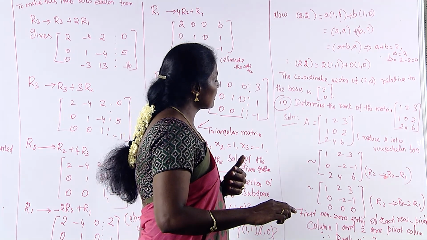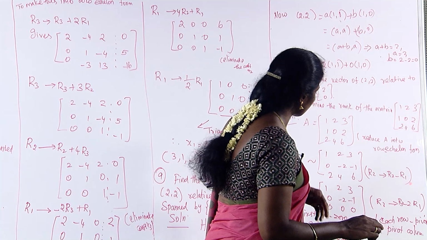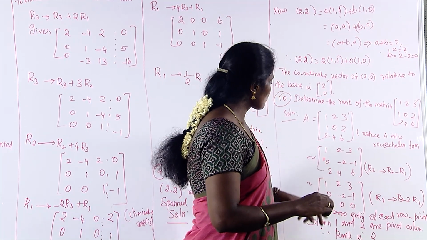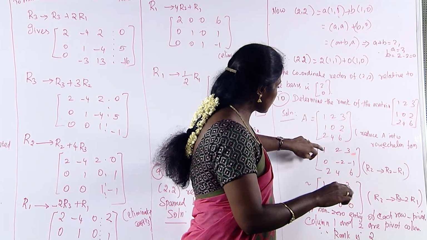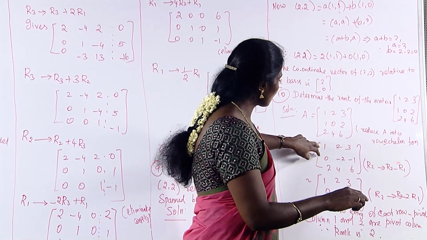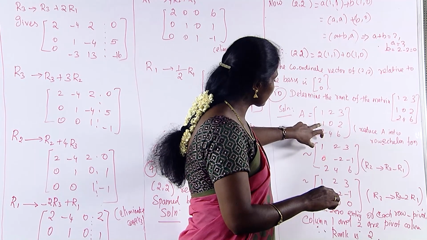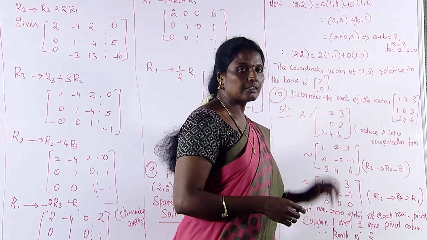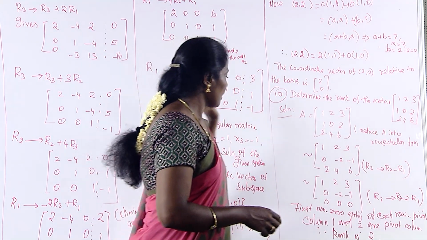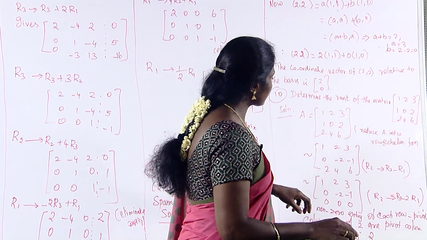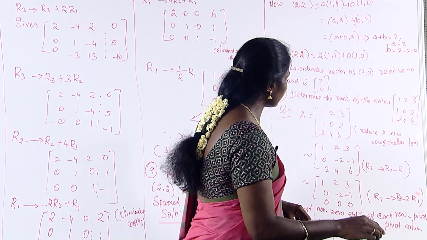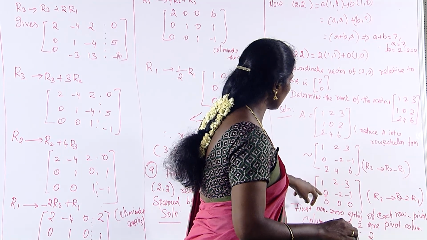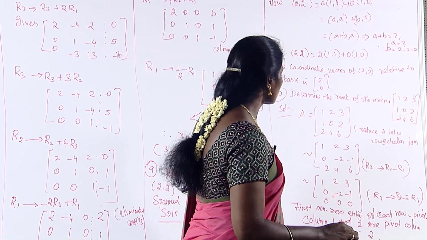So, we can reduce it into row echelon form. What is the operation here? R2 implies R2 minus R1. That is, we can write R2 in terms of R2 minus R1. The first entry remains the same. So, R2 implies R2 minus R1 means 1, 0, 2 can be transformed into 0, minus 2, minus 1. Again, the third row elements are the same. And the last one is R3 implies R3 minus 2 R1. Under this operation, the matrix can be converted into 1, 2, 3 and 0, minus 2, minus 1, 0, 0, 0.